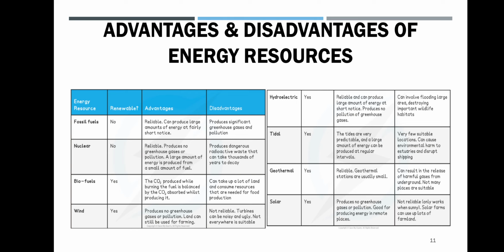Next up, and the last one, is solar energy, which is again renewable, and it produces no greenhouse gases or pollution, and it is good for producing energy in remote areas, but it is not reliable. It only works when the sun is there, and solar farms use up lots of farmland.